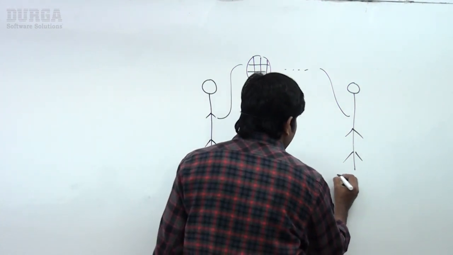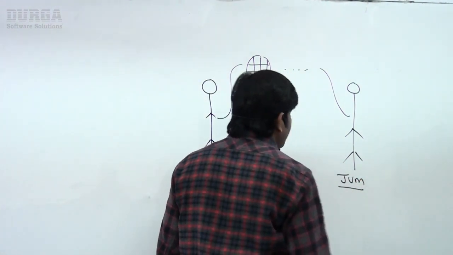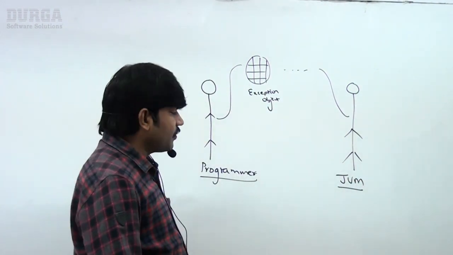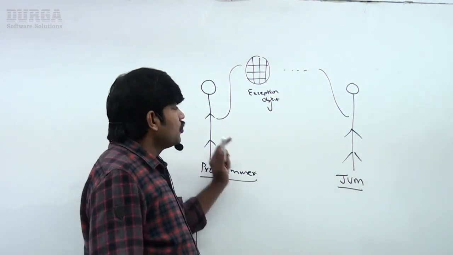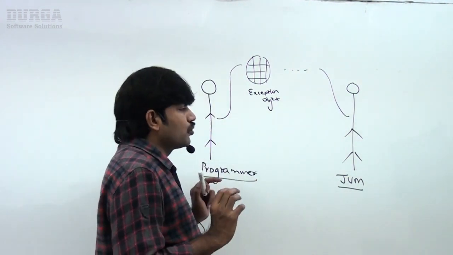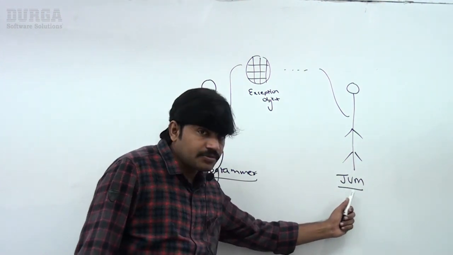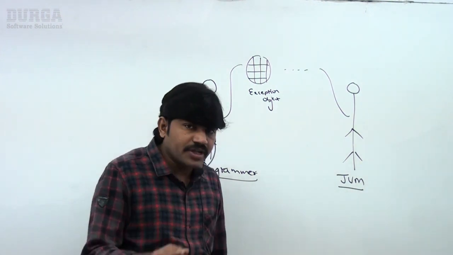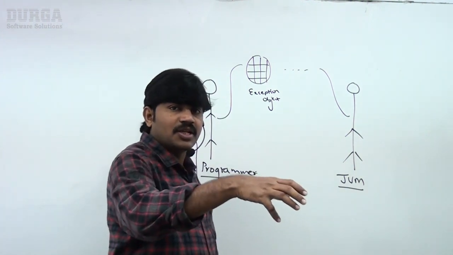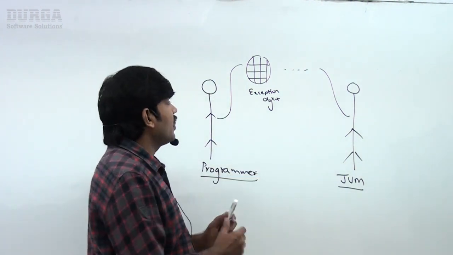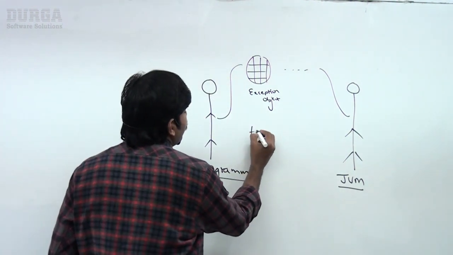The second person is called JVM. Who is the second person, sir? The second person is the JVM. So to throw, the programmer throws an exception object. Now the JVM is going to catch that exception object. So for throwing an exception object to the JVM, which keyword is the programmer required to use, sir?